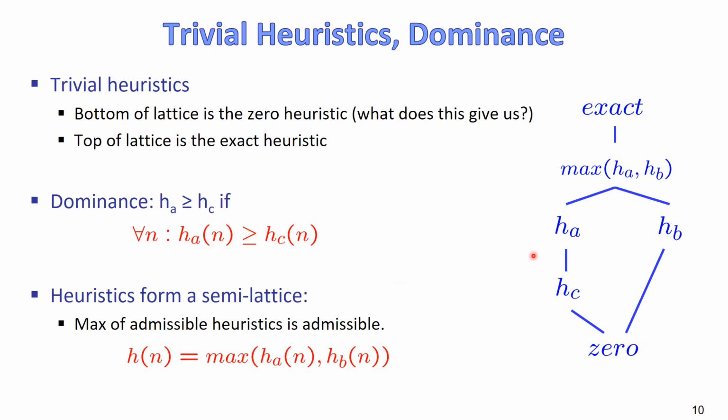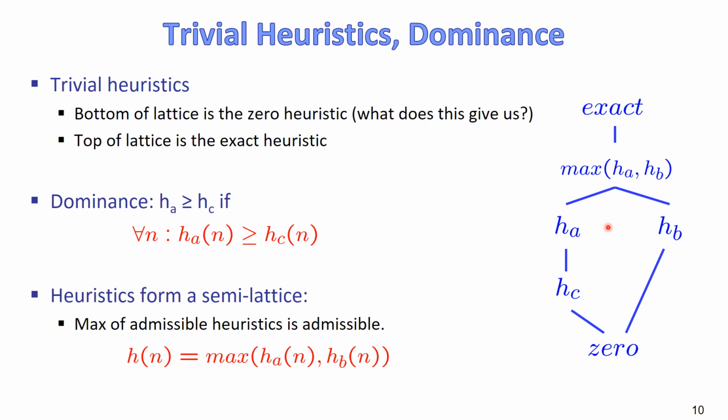If that's the case, then we put it in the semi-lattice structure, the structure that relates heuristics with each other. We put HA higher than HC. That means that HA dominates HC, which means that for every state, the estimated cost that A gives us is always higher than C. Now, it's not always the case that one of two heuristics will dominate the other. Sometimes the first can give a higher estimated cost in some states, and the other one will give higher estimated costs in other states. If that's the case, then we cannot say one dominates the other. We put them at the same level like that. So here, HB and HA, neither of them dominates the other.